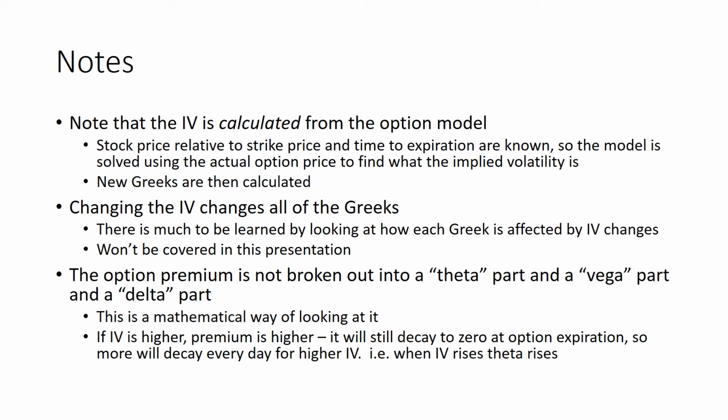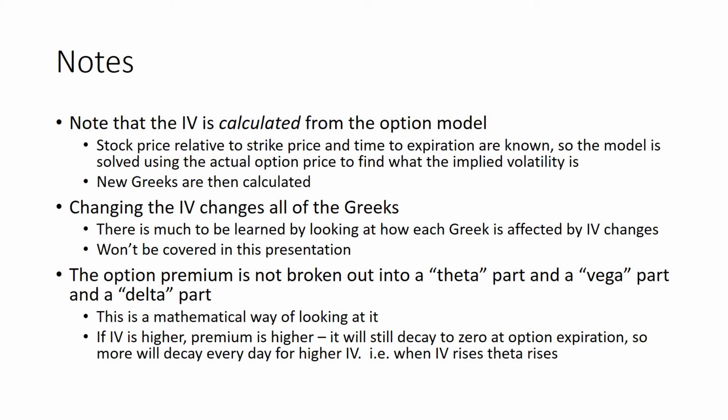The last point I want to make here is, the option premium isn't really broken out into a theta part and a vega part and a delta part. This is kind of a mathematical way of looking at it. But if implied volatility is higher, then the premium is automatically higher. And it's always going to decay to zero at option expiration. The intrinsic value of the option will always stay what it is, but the extrinsic value, or the premium, is always going to decay to zero. So obviously if the IV goes higher and the premium goes higher, that means that the theta is going to go higher, because you still have to decay all of this premium away in X amount of days. So if you have the same amount of days but you have more premium to decay, obviously the theta is going to get higher and it's going to decay more every day.